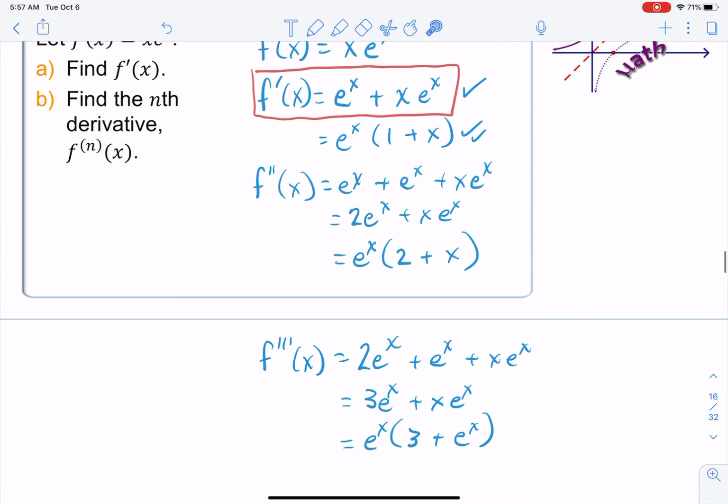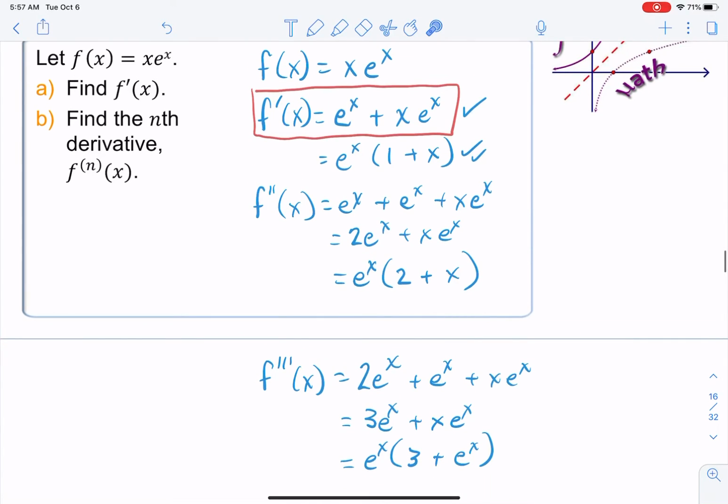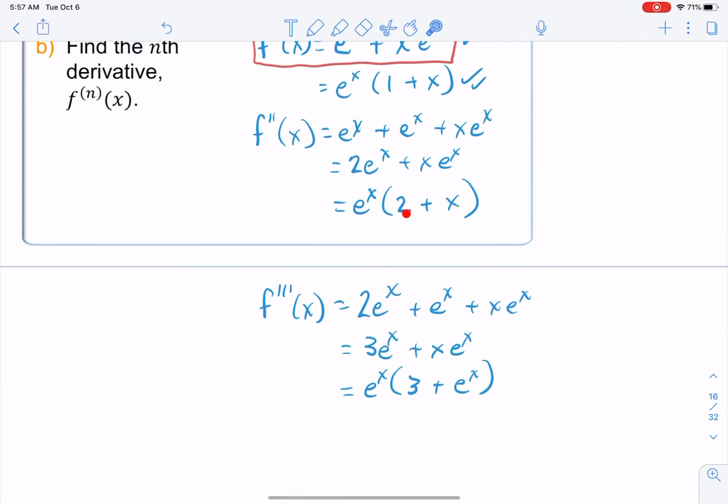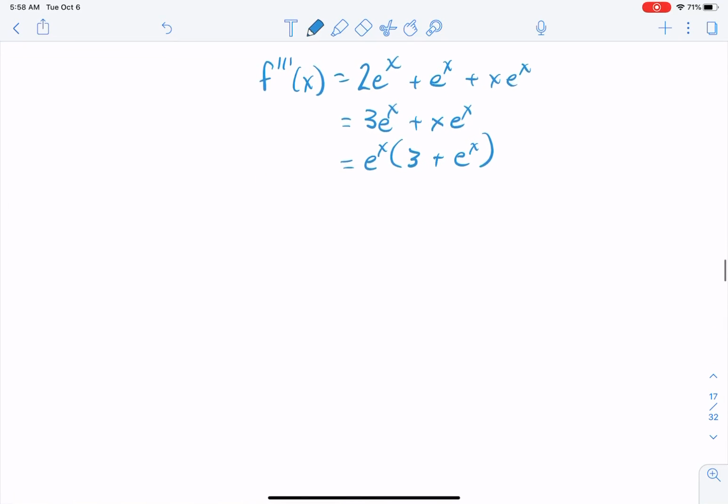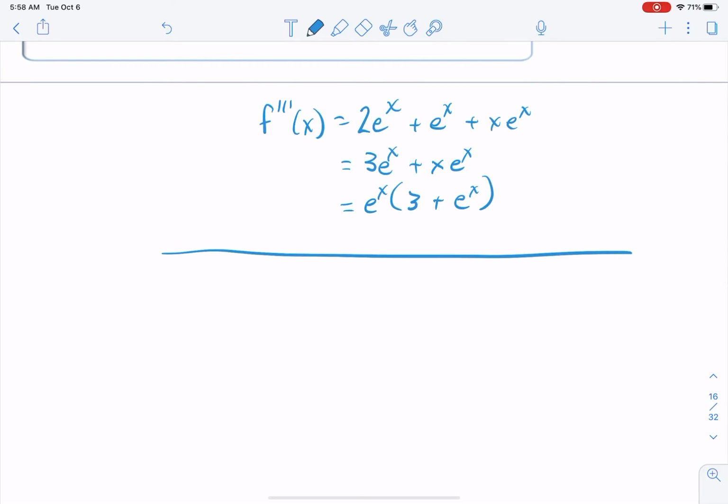All right, maybe now that's enough of a pattern. Let's see. Notice that this was the first derivative, and it has 1 plus x inside the parentheses. This was the second derivative, it has 2 plus x inside the parentheses. Third derivative, 3 plus e to the x inside the parentheses. Maybe we do one more. But what? Let's take a guess. Fourth derivative. I'm going to take some sort of guess here, go out on a limb. I write the fourth derivative like this, remember, of x. Would it be equal to e to the x times 4 plus e to the x? Would it be? Let's just check it.